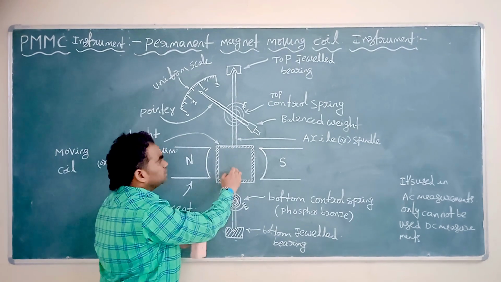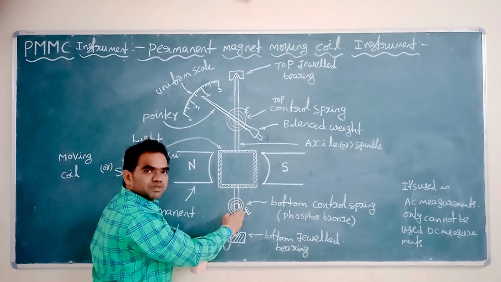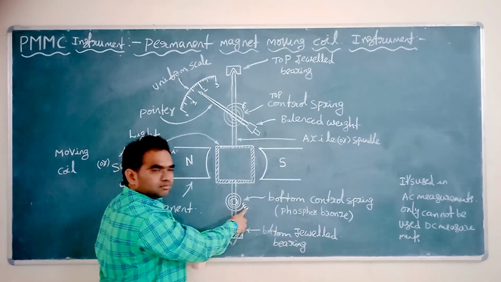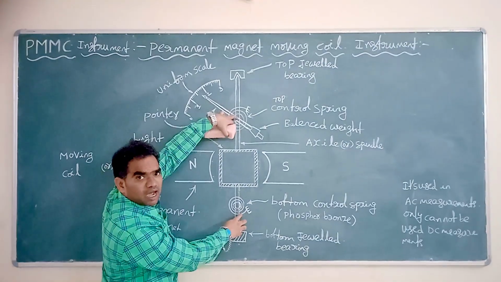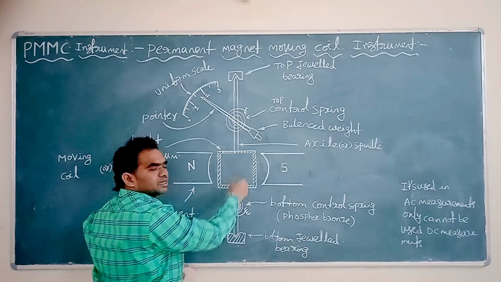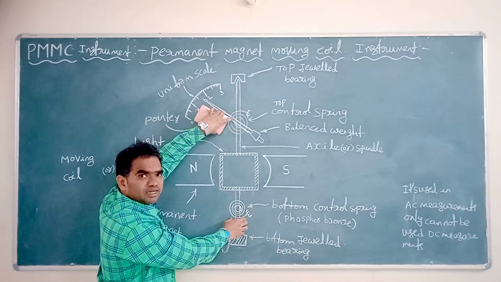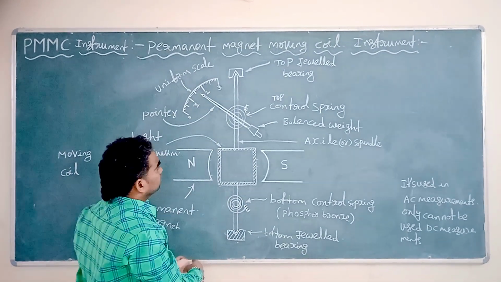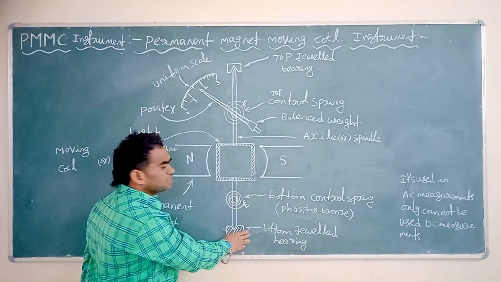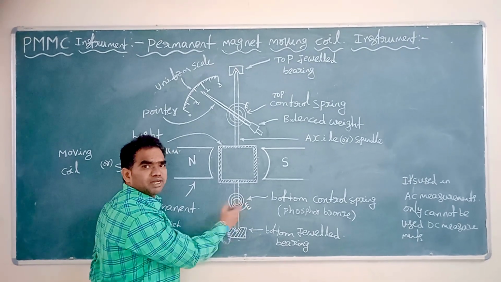One control spring is placed at the top of the moving coil. Another control spring is placed at the bottom of the moving coil. These two control springs are placed in opposite directions. Why? Because a constant position of the axle is necessary. That's why the two control springs are placed in opposite directions. The joint bearings reduce the friction and also help the spindle rotate easily.